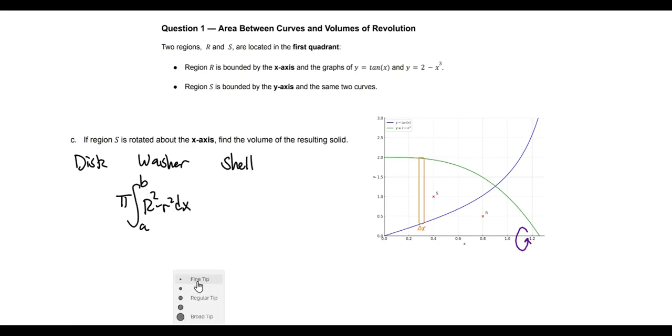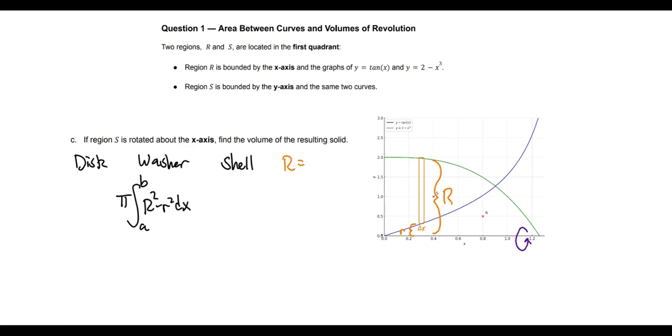Now, the width of the rectangle that I drew here is called delta x, and there's two parts you want to label. You want to label the distance from the axis of rotation to the furthest point of the rectangle, and then the distance from the axis of rotation to the closest point of the rectangle. The longer side is going to be capital R, and the shorter side is going to be little r.